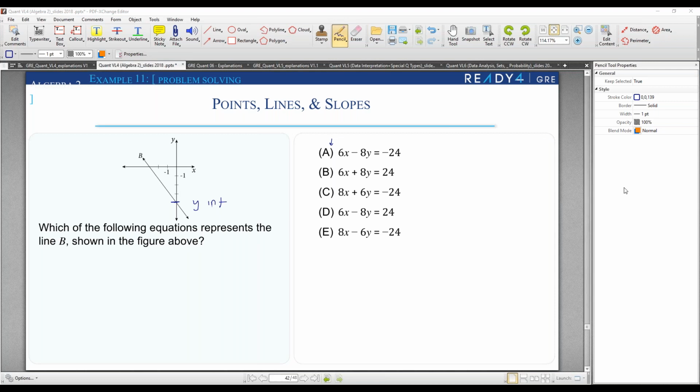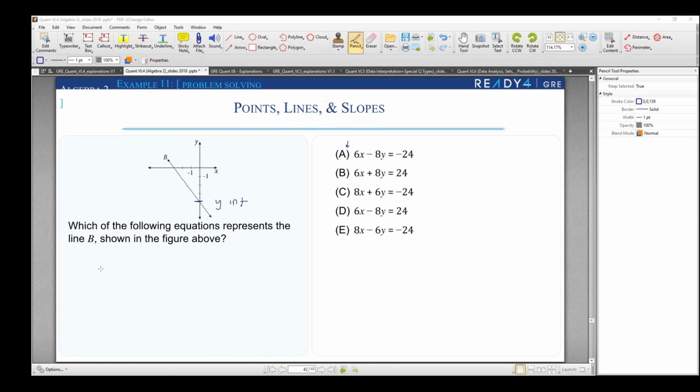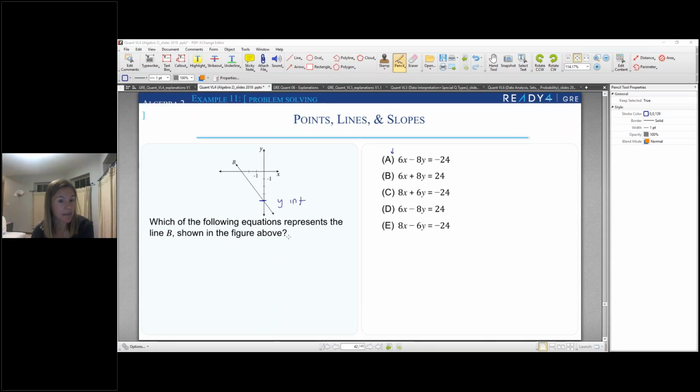Okay, so what do we have here? There's a little bit of comparison shopping that goes on here. Which of the following represents line B shown in the figure above? Well, we can look at this and find the slope and the intercept, right? We know the y-intercept is going to be negative 1, 2, 3, 4. So our y-intercept is negative 4.